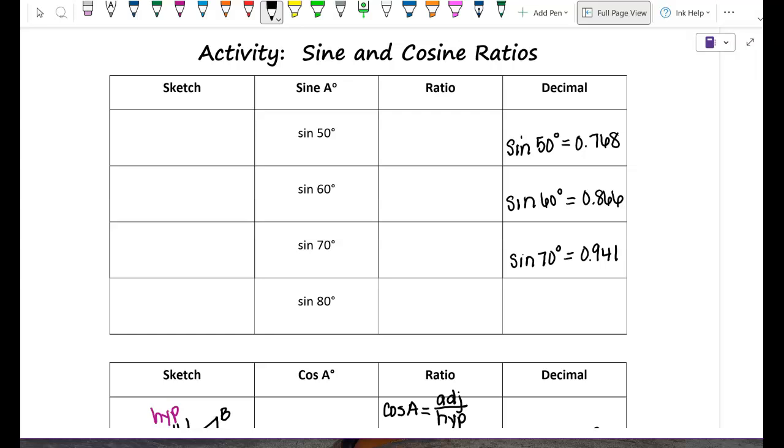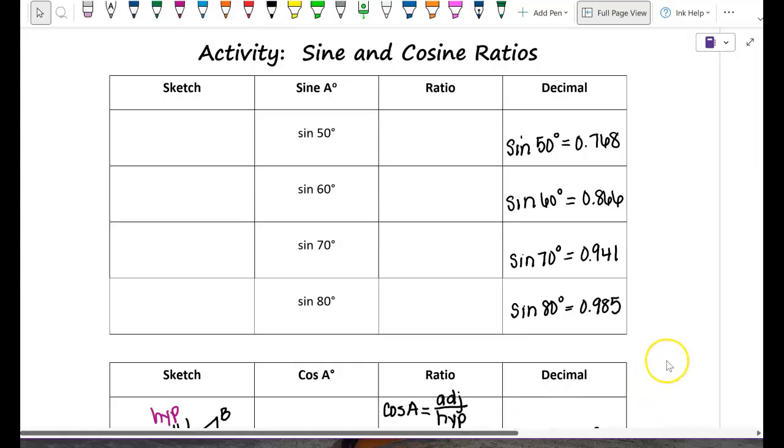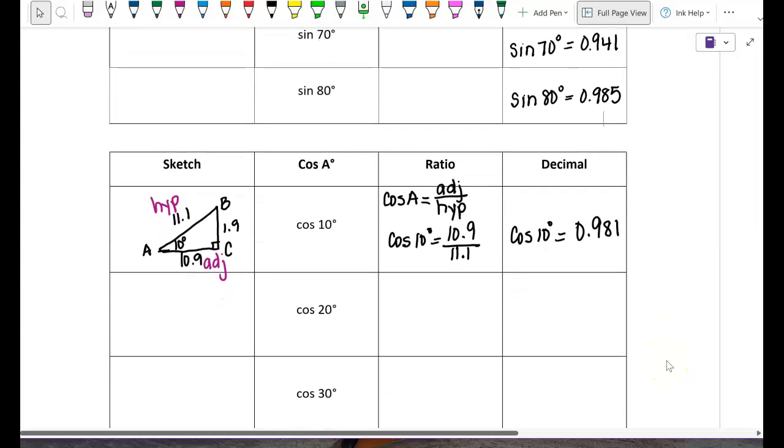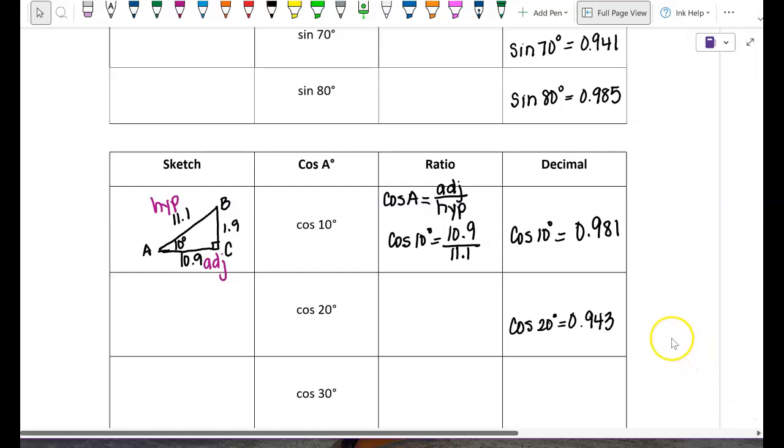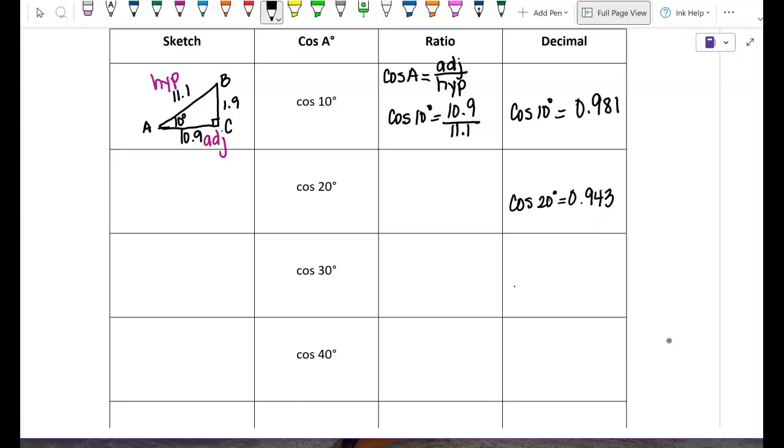All right, Destiny, what did you guys get for the sine of 80 degrees? 0.985. All right, Victor, what did you get for cosine of 20 degrees? 0.943. All right. Julian, what did you get for the cosine of 30 degrees? Repeat that for me.